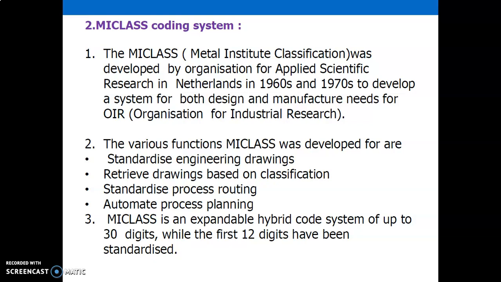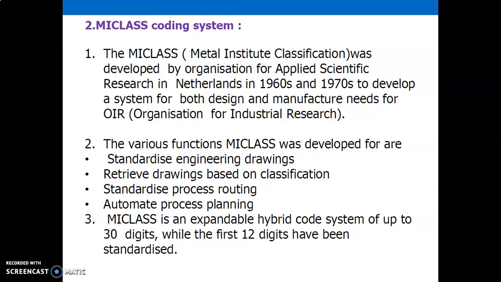So in continuation to that, we will discuss the MI class coding system. Earlier we discussed two different types of coding systems. What is the MI class coding system? The Patel Institute classification was developed by the Organization for Applied Science Research in the Netherlands in the 1960s and 70s to develop a system for both design and manufacturing needs for the Organization for Industrial Research.